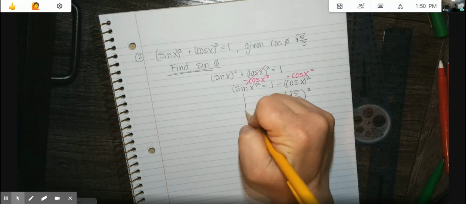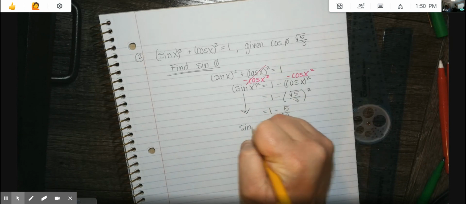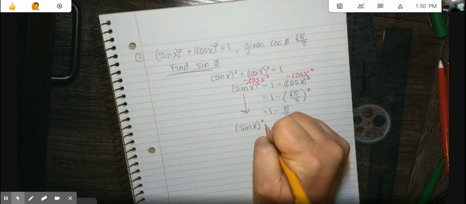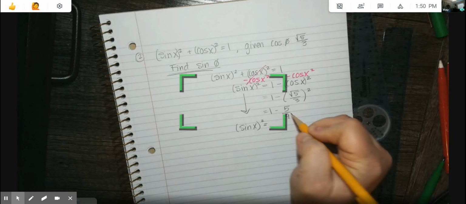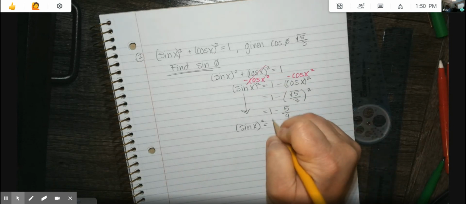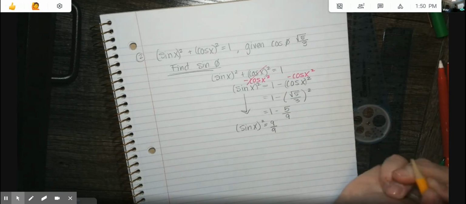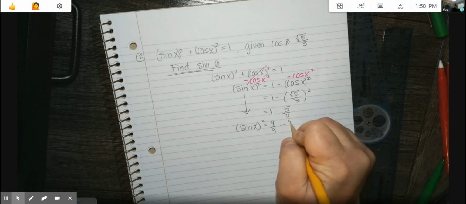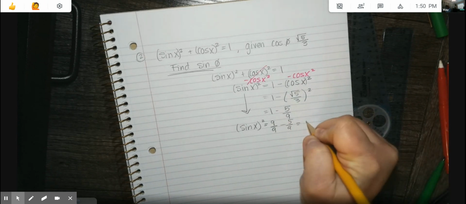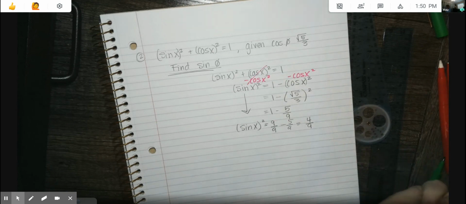And keep remembering to bring sine of x squared down because we have not solved that on the left. I don't know what 1 minus 5 over 9 is, but I know that 1 is equal to 9 over 9, because 9 divided by 9 is 1. Minus 5 over 9 is equal to 4 over 9.